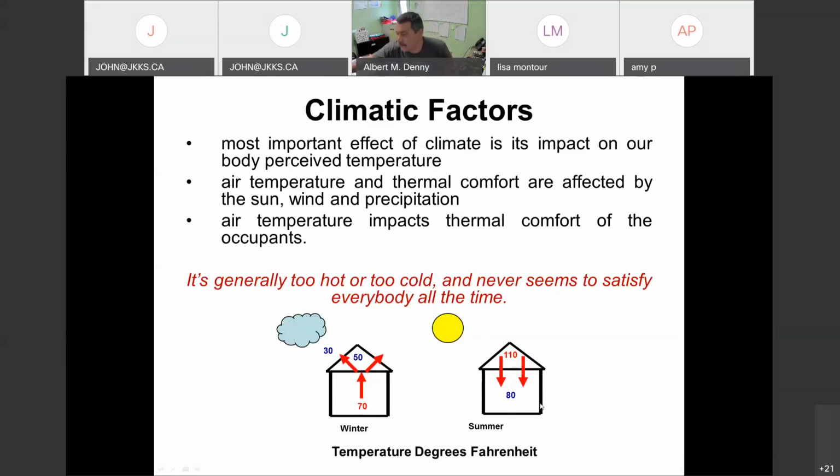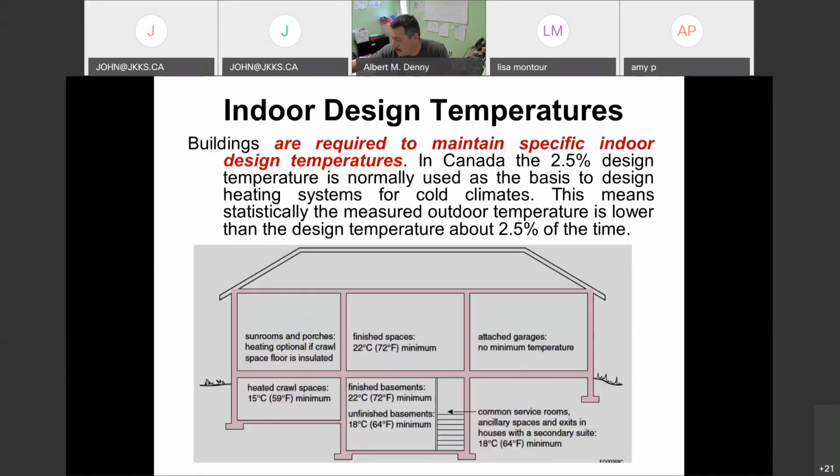And we're also going to be talking about temperature degrees, and certainly Fahrenheit or Celsius. This next slide here is indoor design temperature. Where does it come from, and why do we need to know about design temperatures? Well, the building codes dictate what is required for different spaces, such as shown in this particular image. This is building code stuff. So when we consider the heating system, it should be designed to maintain the inside design to a certain temperature. So for example, a finished space, 22 degrees centigrade or 72 Fahrenheit as a minimum.